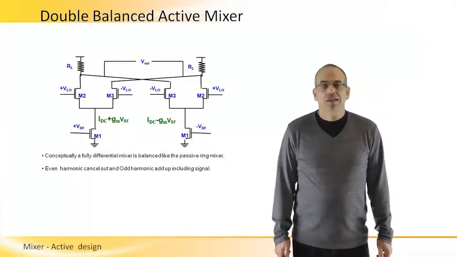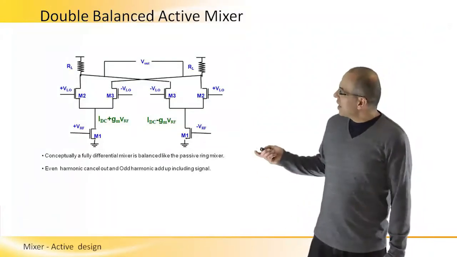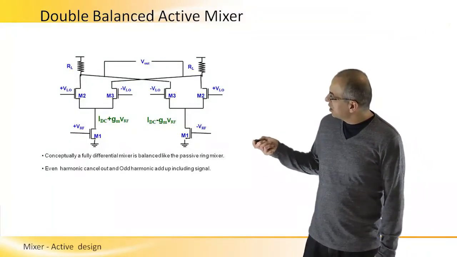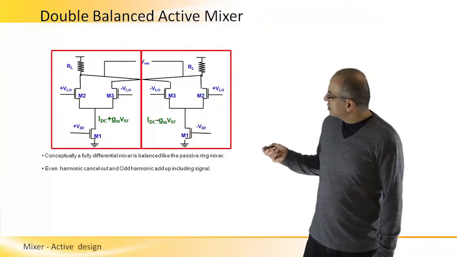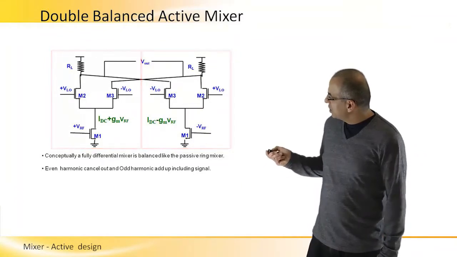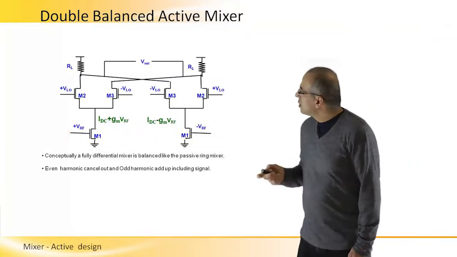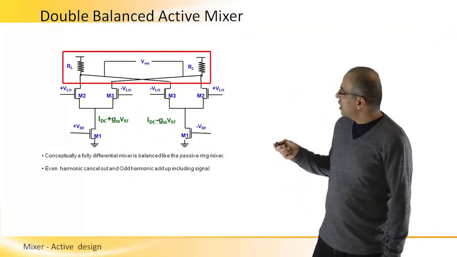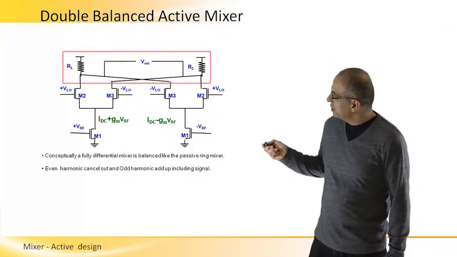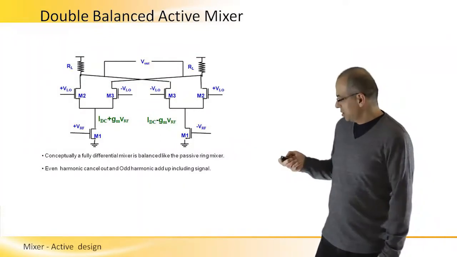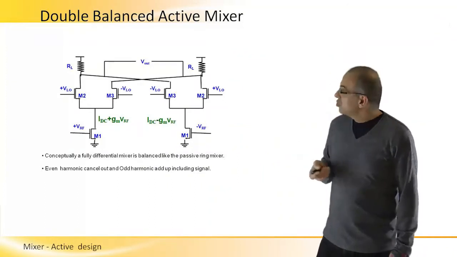In this slide, we describe a double balanced active mixer that is actually two single balanced mixers that are connected such that the RF input is differential. We have two loads, and we have this topology with this cross coupling between the two single balanced transistors.